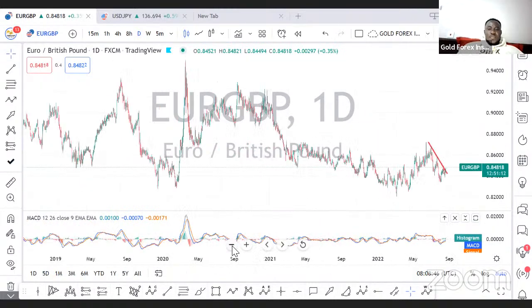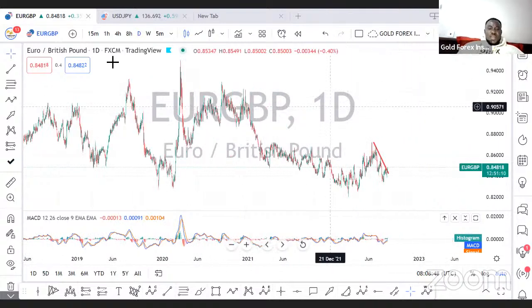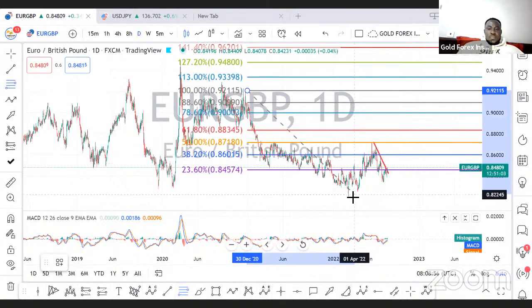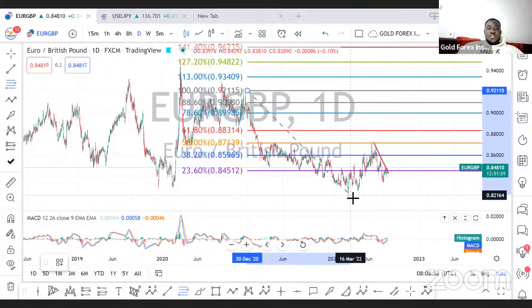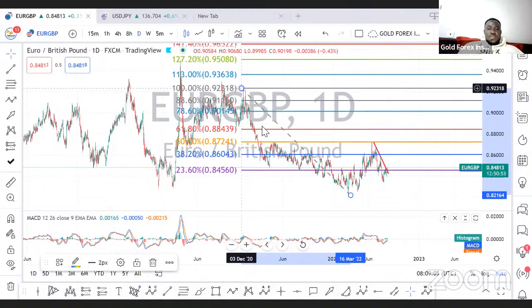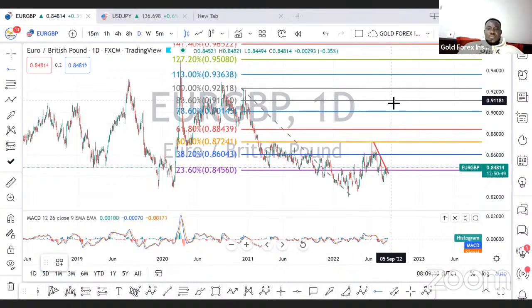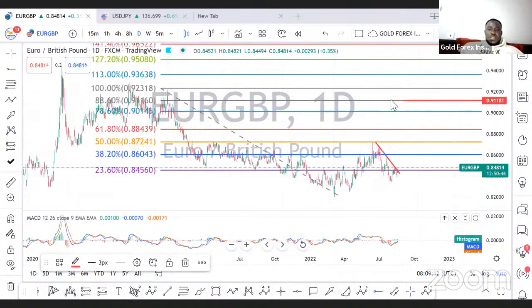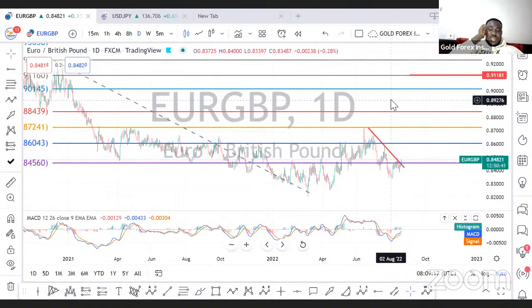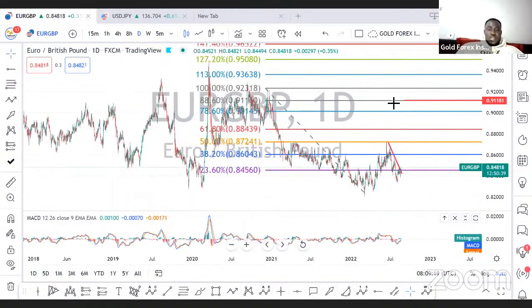Now let me look at the fib level for this point and see whether it will work. 50, so we are going to 88. If this should work, we are going to 88. We can look for a buy for this trade. If this should break out, yeah, it's broken. Guys, I think we should join the buy for this trade.